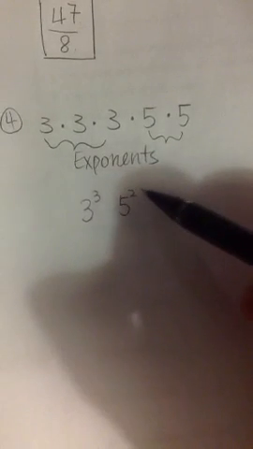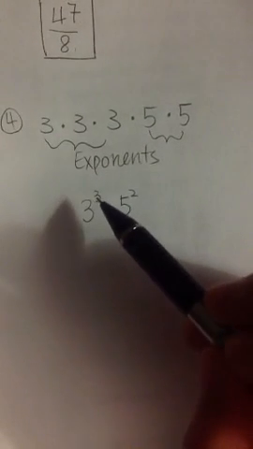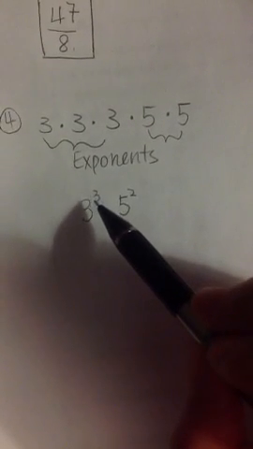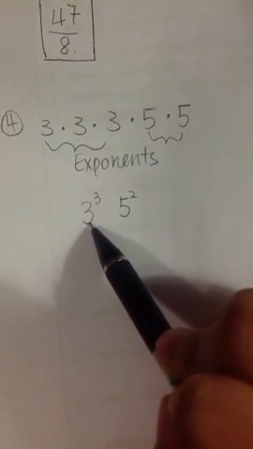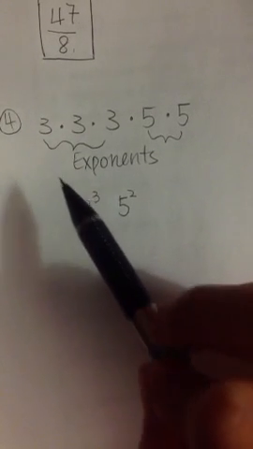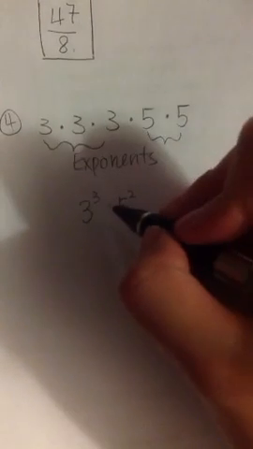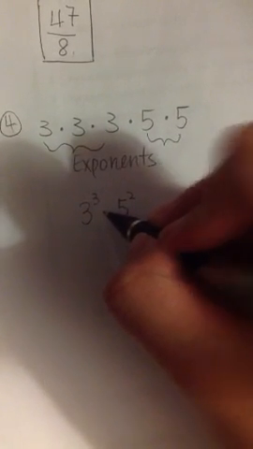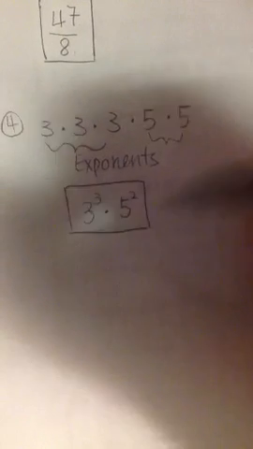And the little numbers on top are called exponents. They represent how many times I am multiplying by the base number, or by the number itself. This means 3 times itself 3 times and 5 times itself 2 times. And in between, we can just put multiplication. Notice that they are all multiplication, right? So that would be the answer for number 4.